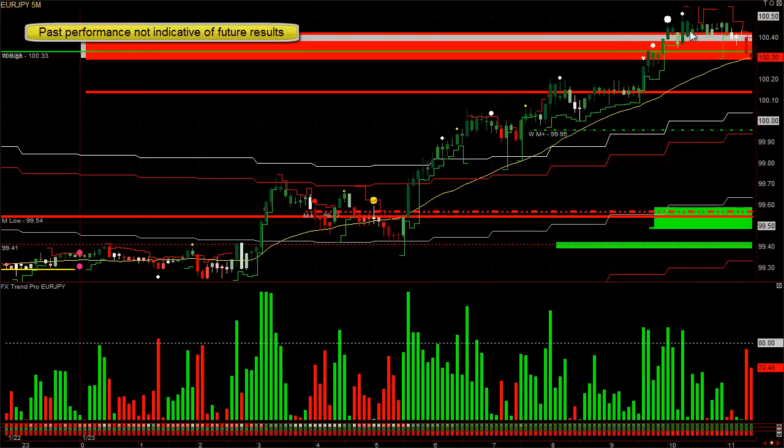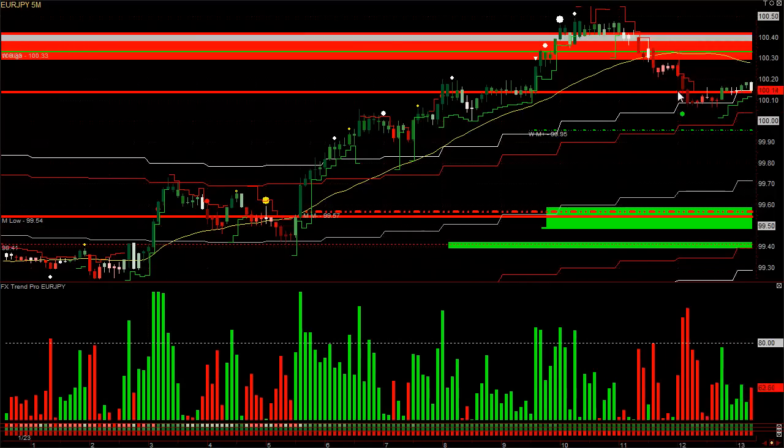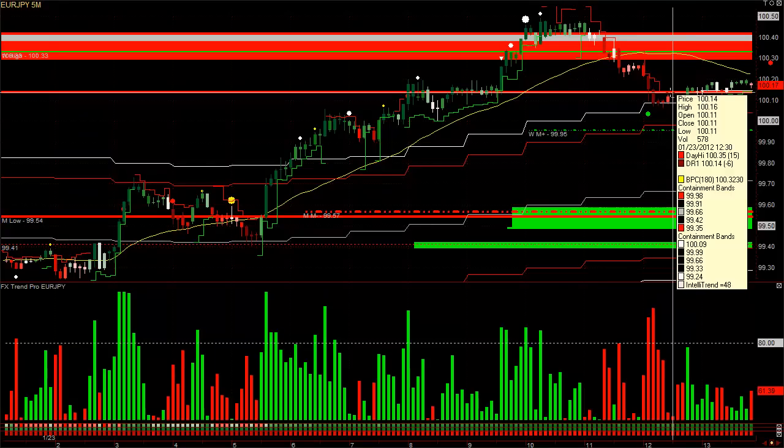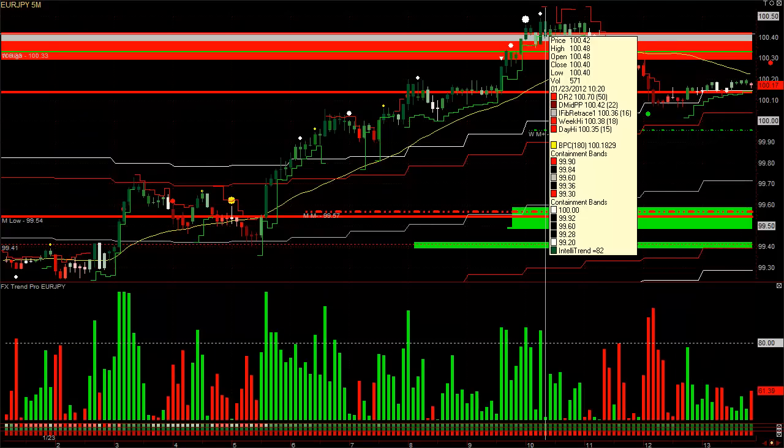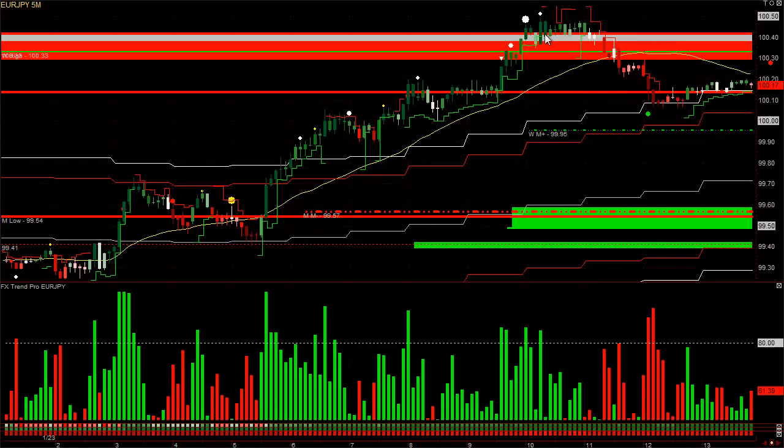It went short right here at 41. You can see the bars are above, the trailing stop's above the bar's high, and it got you out of the trade right here at 14. So you're short at around 42, out at 14 for a 25 pip win.